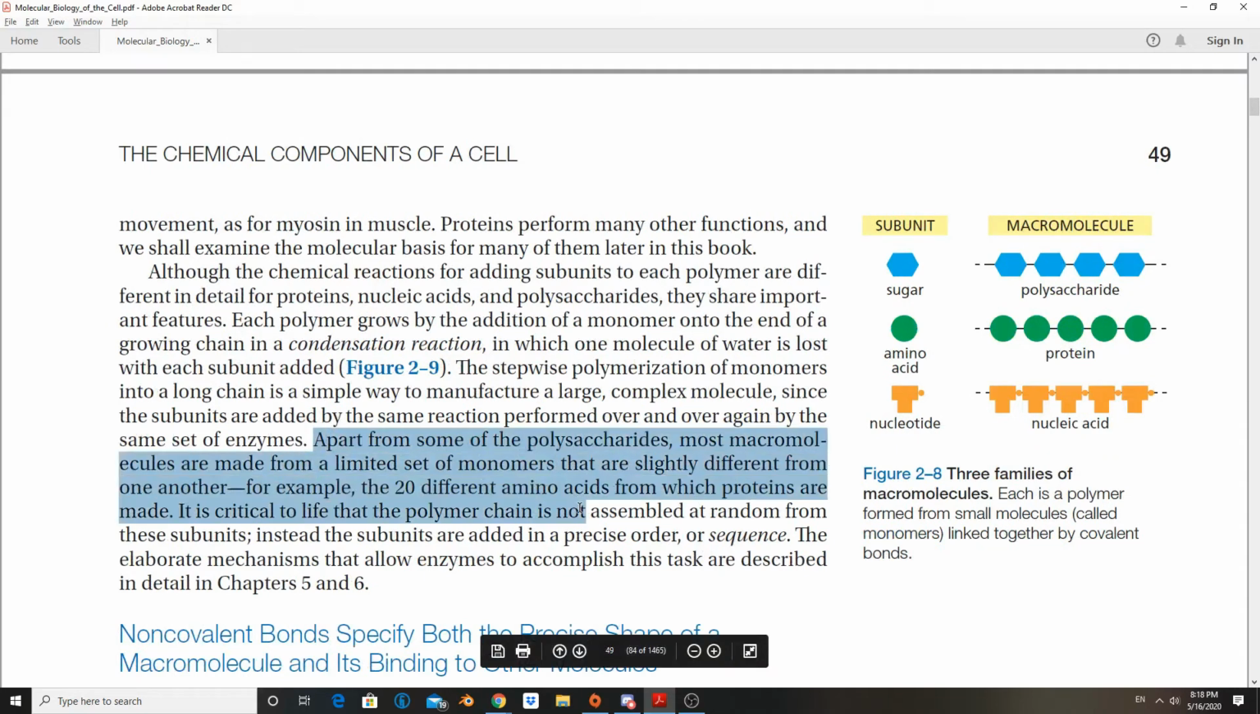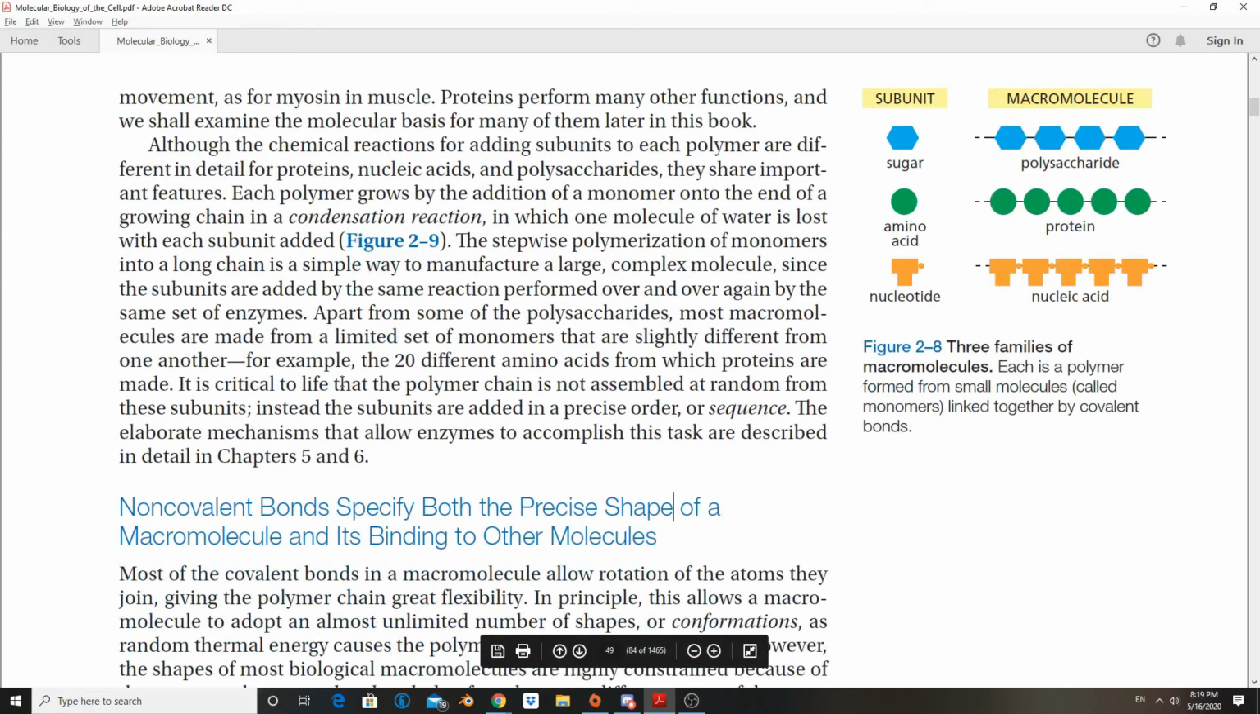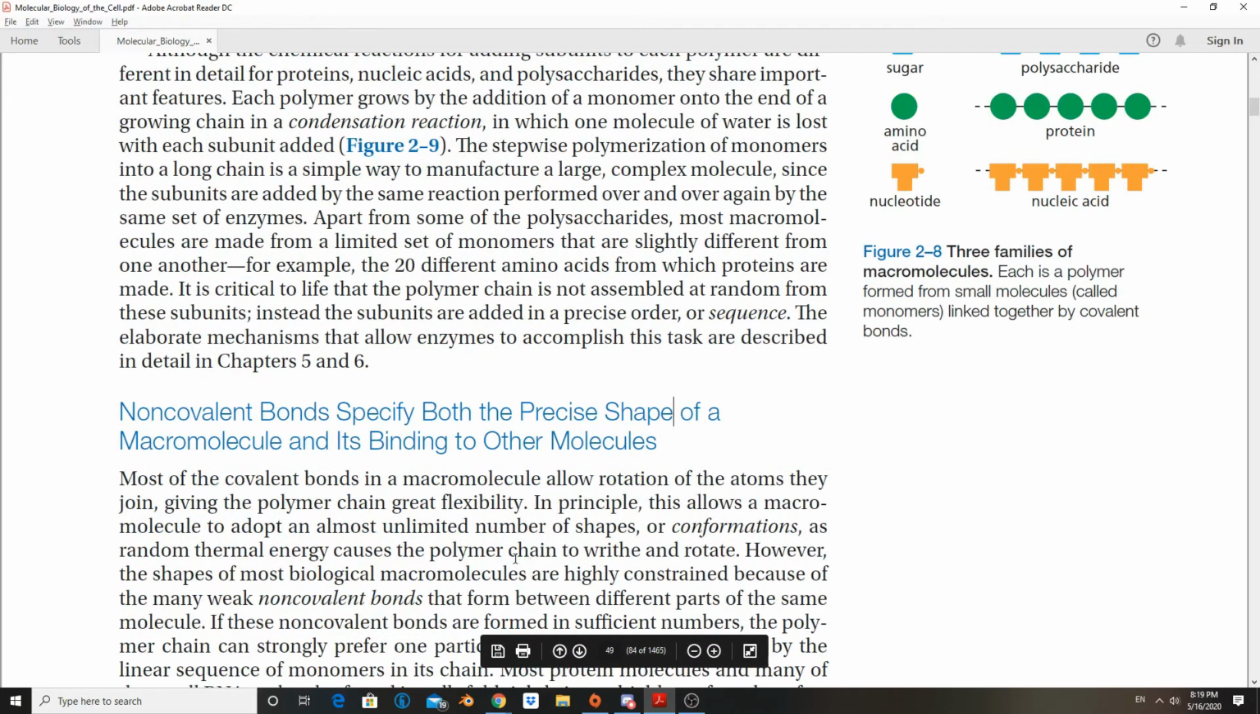Apart from some of the polysaccharides, most of these macromolecules are just made up of a limited set of monomers. 20 different amino acids assemble proteins, which is just an example of that. So it's super important that the chain is assembled in a very precise sequence. I'll get into how this happens in a later video.